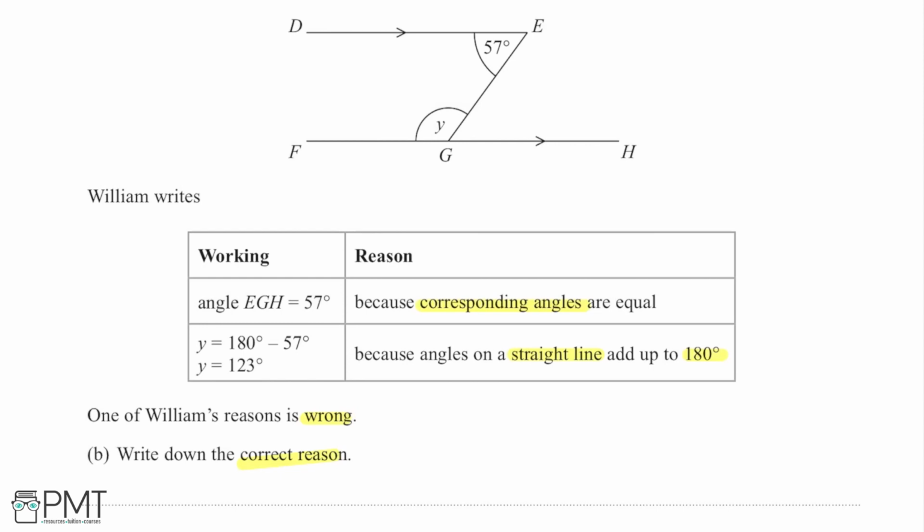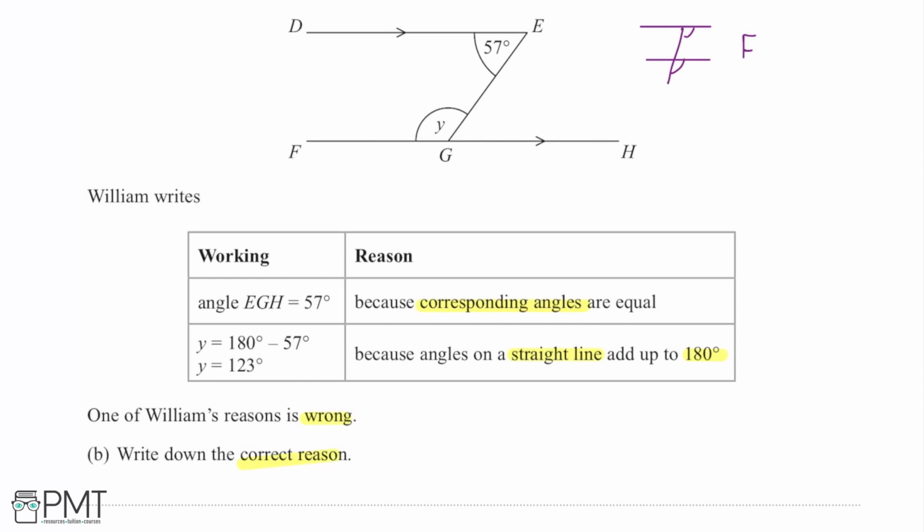Now if we look at his reasons again, angles on a straight line do add up to 180, and this makes sense because if this whole angle here is 180, we subtract this part, we're going to get Y. However, the problem here lies with the fact that angle EGH is equal to 57 because corresponding angles are equal. Angle EGH is going to be equal to 57, but the word corresponding here is incorrect. So corresponding angles I remember as F angles. So for example, if we had two parallel lines, then corresponding angles would be this angle here and this angle here. They kind of make an F shape.